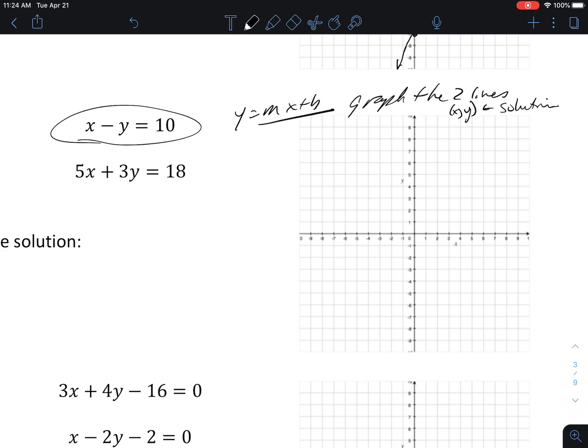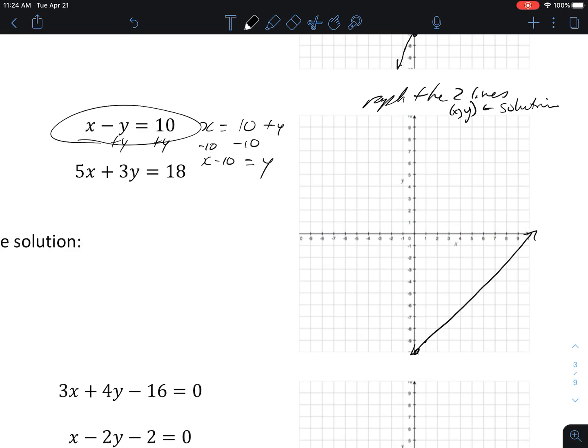All right. What I would do to convert this equation into y equals mx plus b is maybe first add y. So I'd have x is 10 plus y, minus 10, minus 10. So I get x take away 10 is y. There's my first equation. It starts at negative 10 and has a slope of 1. So it's going to look something like that. That's my first one.